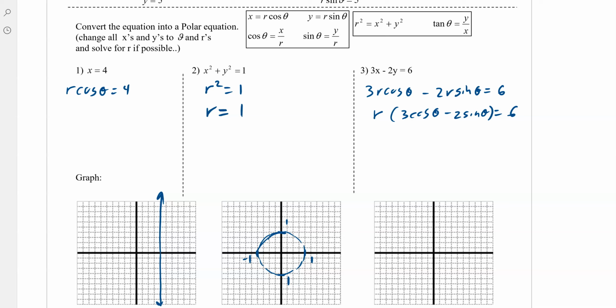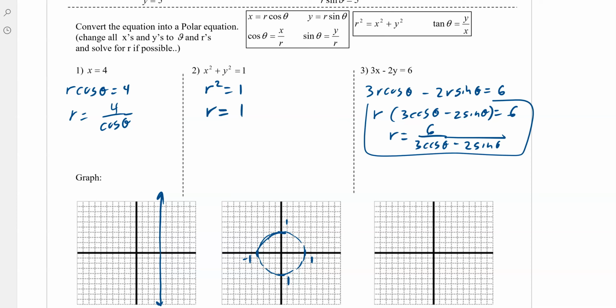Now if you want this as r equals, then we could say r equals 6 over 3 cosine theta minus 2 sine theta. And you can do the same thing with the first one: r is equal to 4 over cosine theta. It's your choice on the final form. I like them both. I don't like putting them in fraction form, but it is a preference.